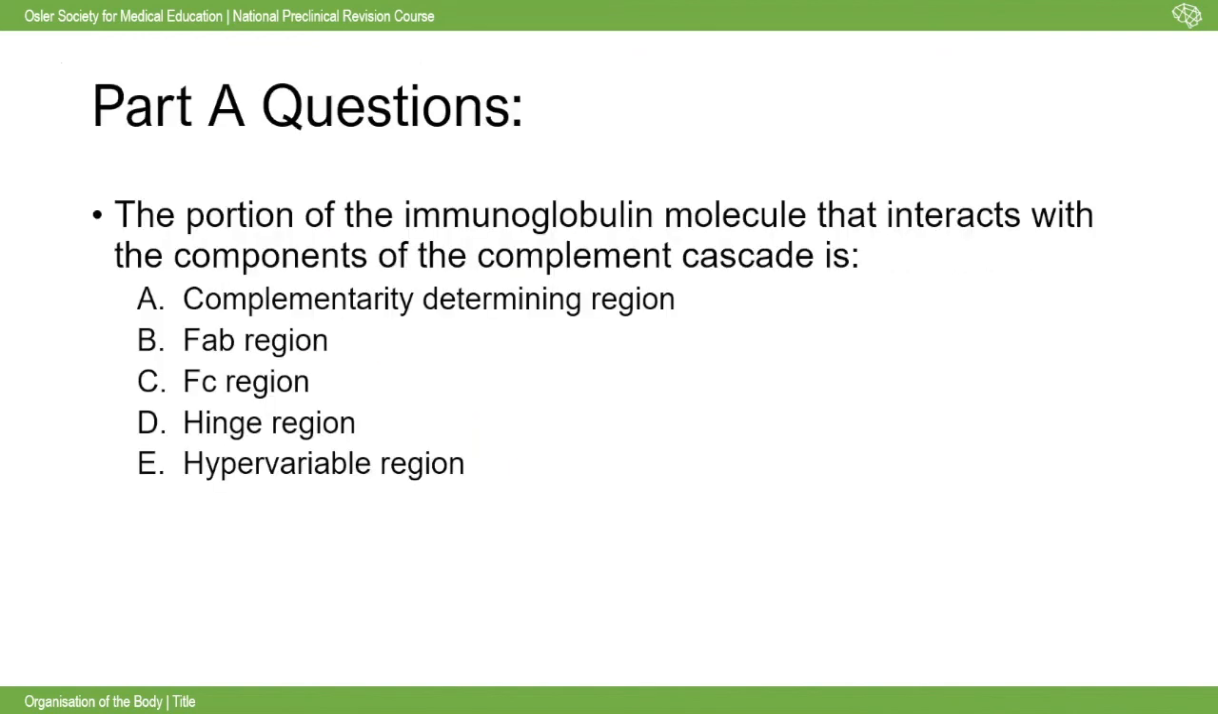That draws us to a close then. I have one final part A question for you. If you just have a look at this one for a second. In this case, the portion of the immunoglobulin molecule that interacts with the components of the complement cascade is always going to be our Fc region, because like we mentioned earlier, that is our constant region. And so in order to activate our complement cascade, we're going to require the constant region of our antibody.